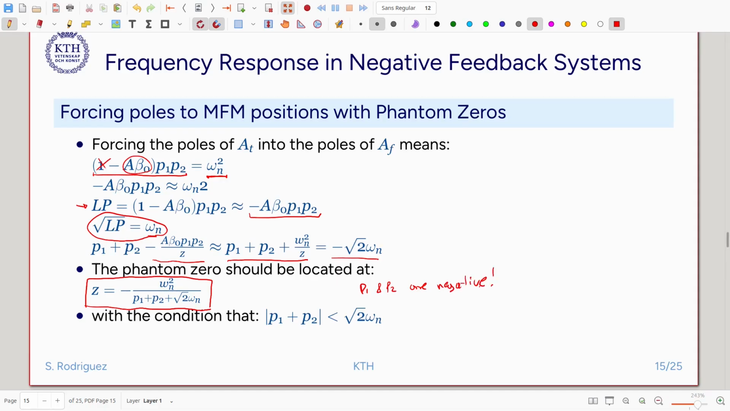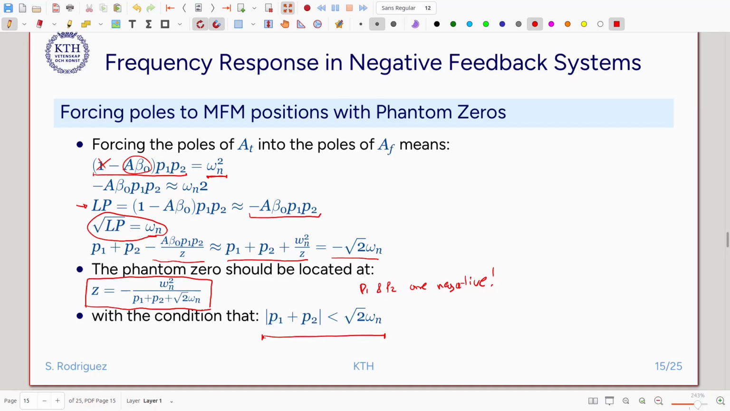Okay, so this is important. For the zero to remain in the left-hand side of the complex plane, we need this to be accomplished: |P1 + P2| has to be smaller than the square root of omega n. When this is achieved, it means that we can create a zero that moves the poles to the Butterworth positions.